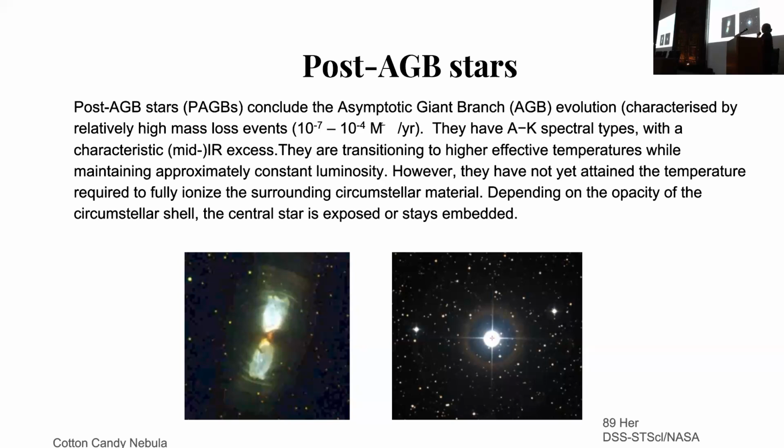So the main point of post-AGB stars is that they are not hot enough. At 7,000 K, you're not hot enough to ionize all your nebulae. So generally, we find two types of objects: the ones that are totally exposed. Here, for example, in 89R, you can see the central stars, and you have another family of objects that are totally embedded in dust. So you're not seeing the central stars.